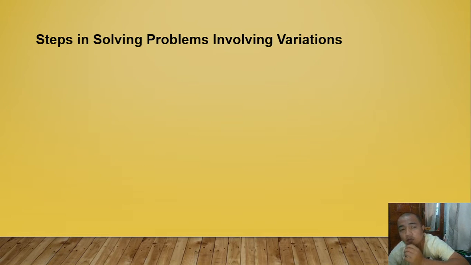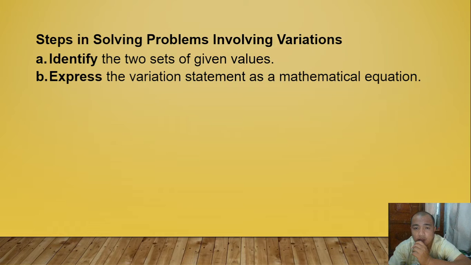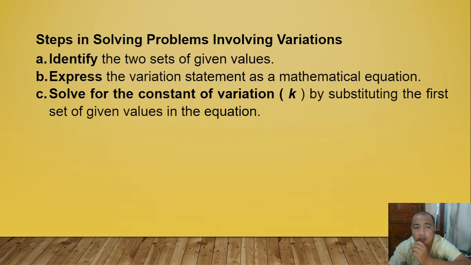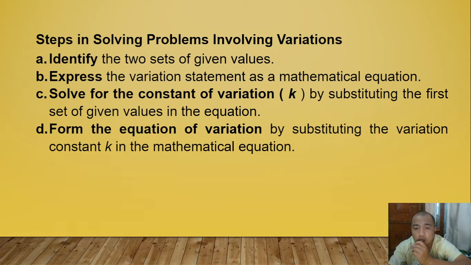Now let us go to the steps in solving problems involving variations. Letter A, identify the two sets of given values. Express the variation statement as a mathematical equation. Solve for the constant of variation k by substituting the first set of given values in the equation. Form the equation of variation by substituting the variation constant k in the mathematical equation.